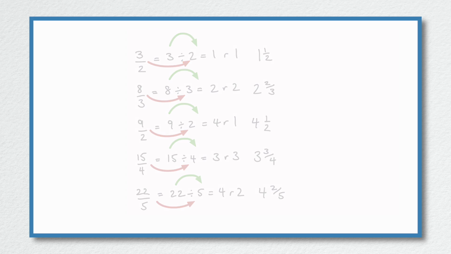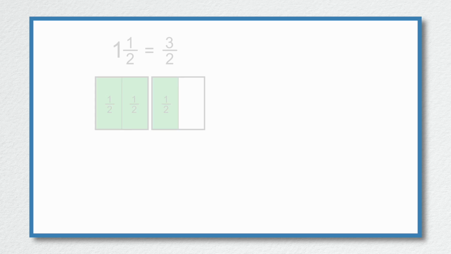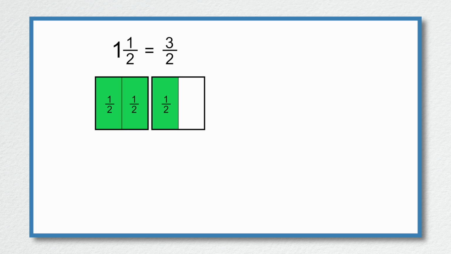Now let's look at writing mixed numbers as improper fractions. Again, let's go back to what we already know. We did 1 1/2, and we know that the answer is going to be 3/2. But let's look at how we can get from 1 1/2 to 3/2.